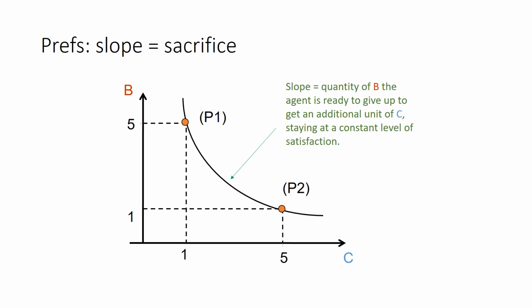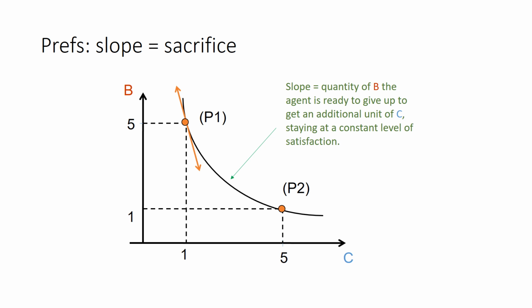What the slope tells you is how much of B the consumer is willing to sacrifice or give up in order to get an extra unit of C. Let's take 2 examples. At basket of goods P1, you see that the consumer has a lot of good B and only a small quantity of good C. The slope is pretty steep. The fact that the slope is steep at this point P1 suggests that the consumer is willing to give up a lot of B in order to get an extra unit of C.